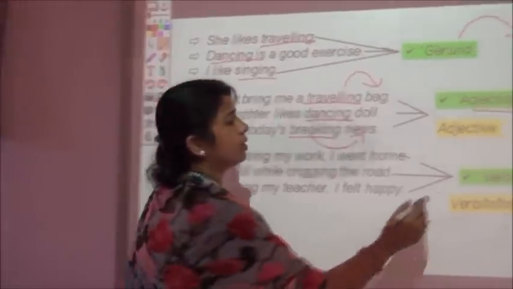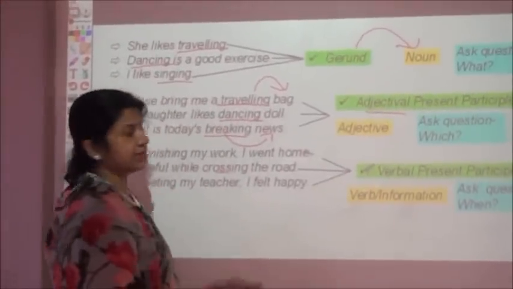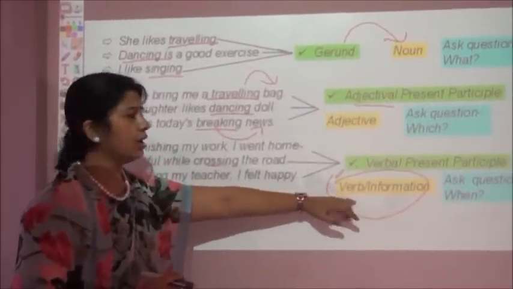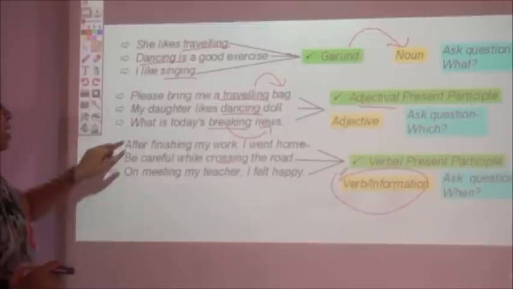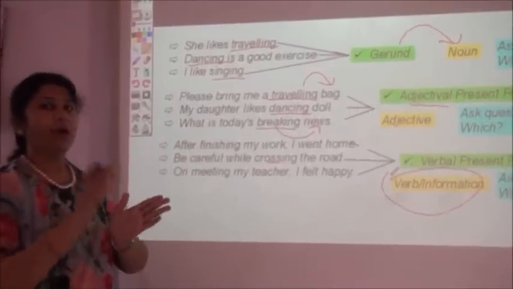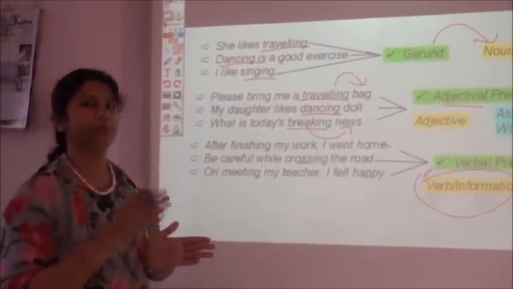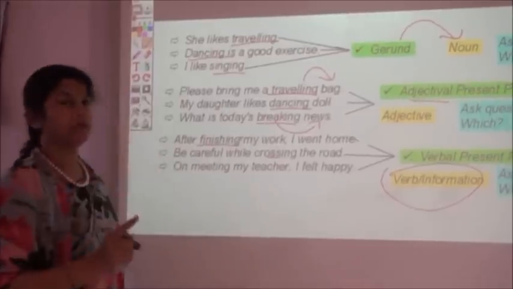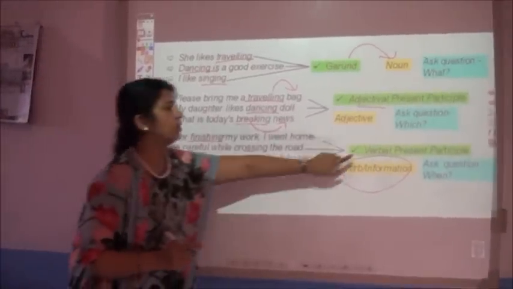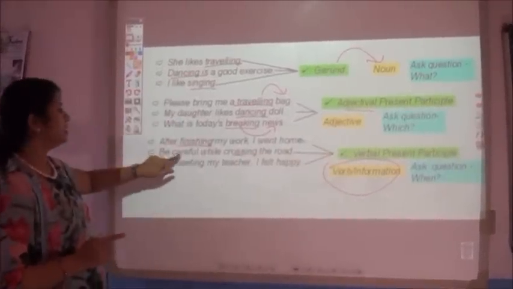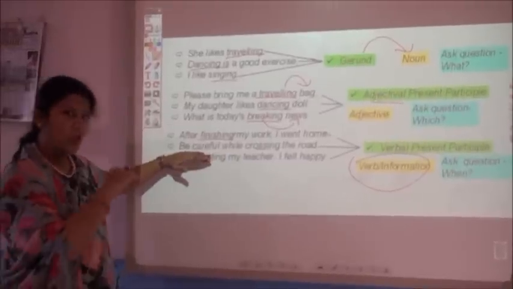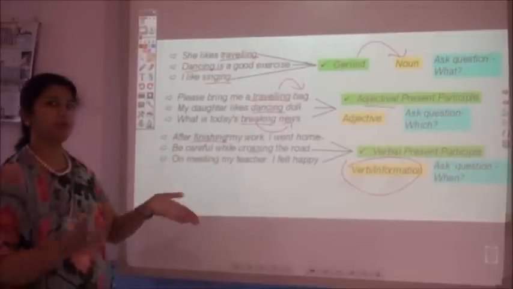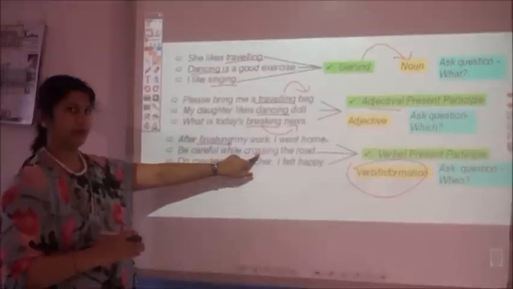First of all, these all are what? Verbal present participle. Verbal present participle means any action, any verb or any information is there, right? After finishing my work, I went home. So that means after doing something, after completing, action is going on here. That's what I said, it is non-finite verb. Which kind of non-finite verb? Verbal present participle. See in these two sentences, be careful while crossing the road. Some action is going on over there, but helping verb is not there before that. Okay, so that's why it is non-finite verb.